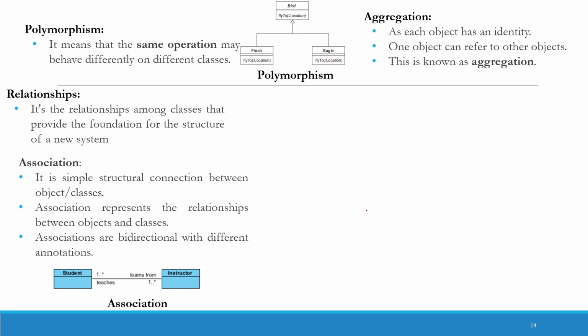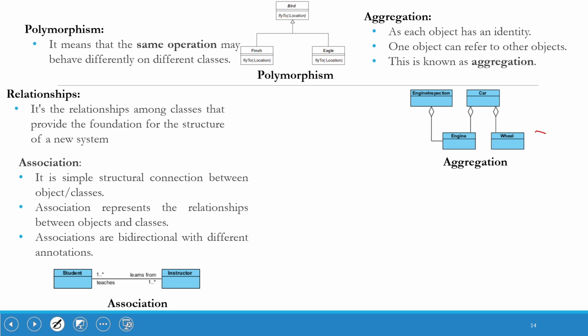So let's continue. For example, here we have an engine inspection. We have an engine and we have a car. The wheel is aggregated with a car. An engine is aggregated with a car. So this means these are the part classes. This is the whole class, the larger one. Yeah, this is the whole, and this is also a part. These classes are aggregated on this larger class.